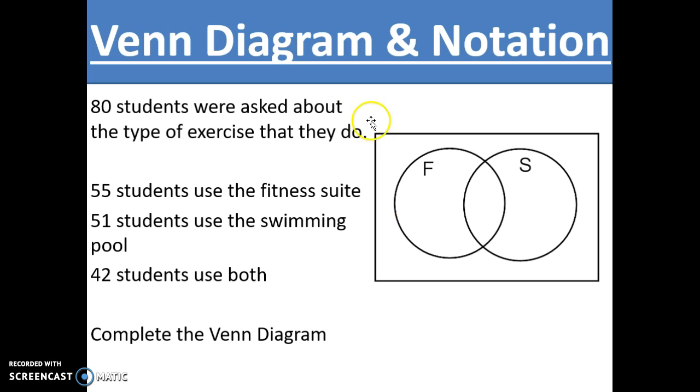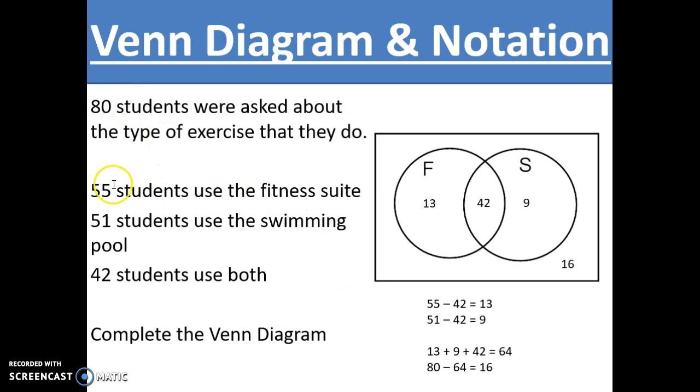For our next one, it's about a typical word question. It says 80 students were asked about the type of exercise that they do. 55 students use the fitness suite, 51 students use the swimming pool, 42 students use both. Complete the Venn diagram. Hopefully you will look at the numbers 80, 55, 51, and 42. You then realize that these don't necessarily add up to 80. So we have to be smart about this.